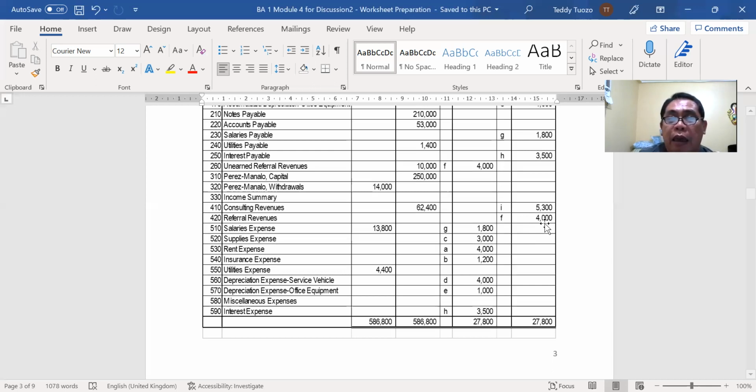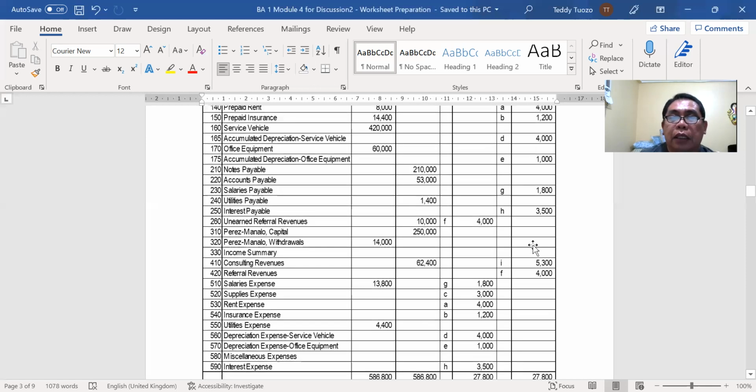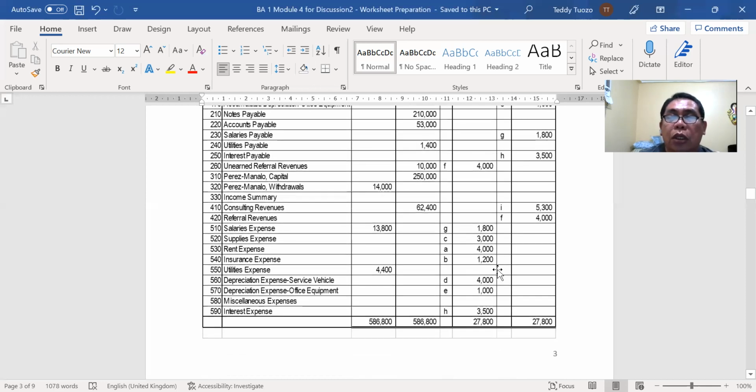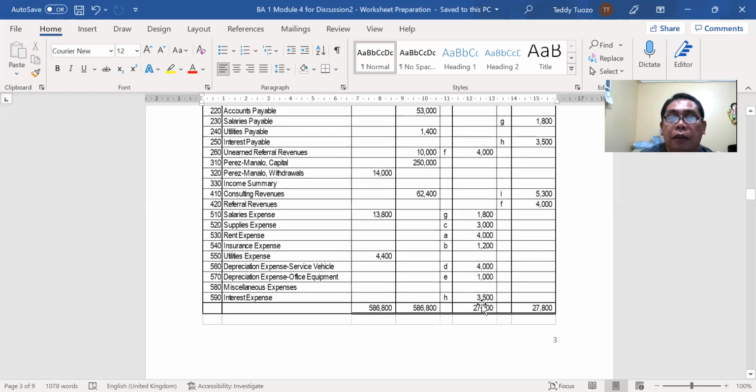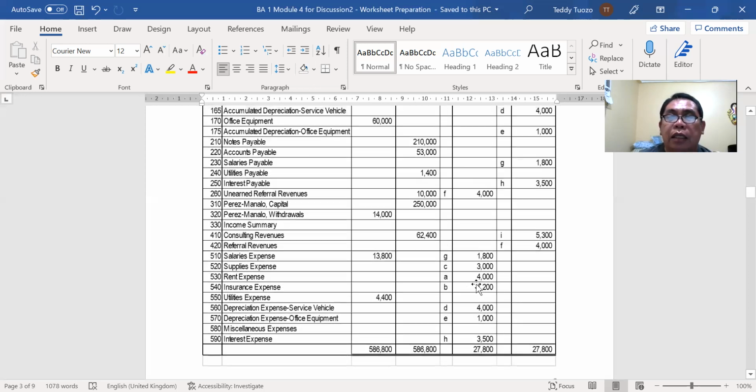Next, after letter F is letter G. Okay, so letter G is debit to salaries expense, 1,800, and credit to salaries payable, 1,800. Then letter H, aton accrual for the interest expense, if you may recall, no? So debit to interest expense for 3,500. Letter H, no, and credit to interest payable for 3,500.